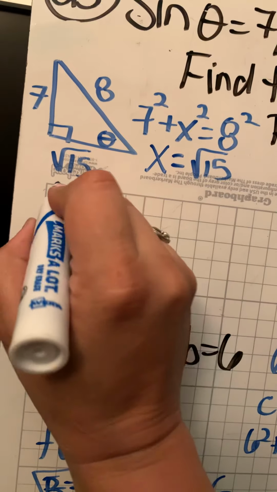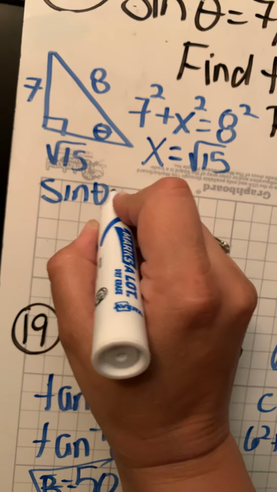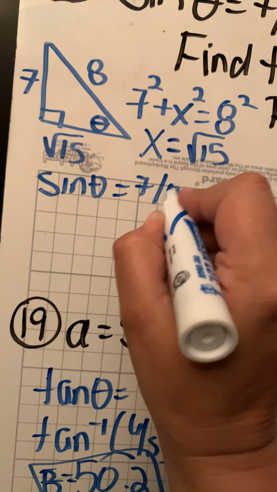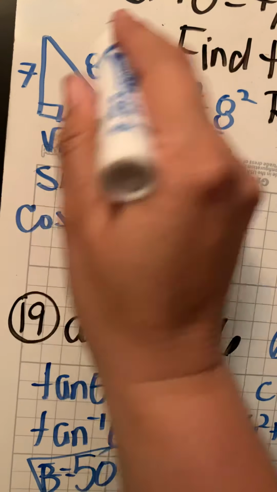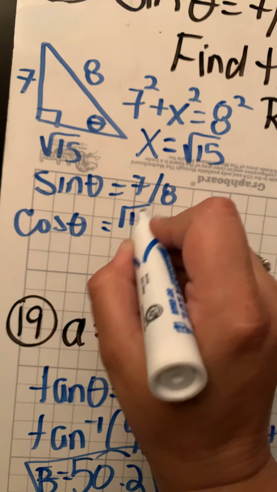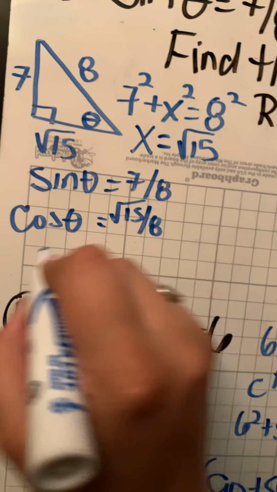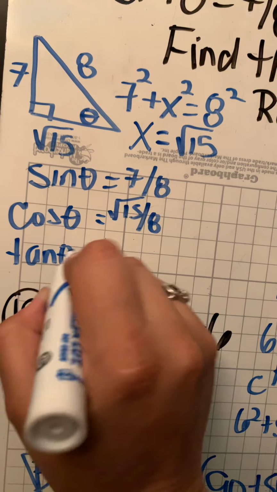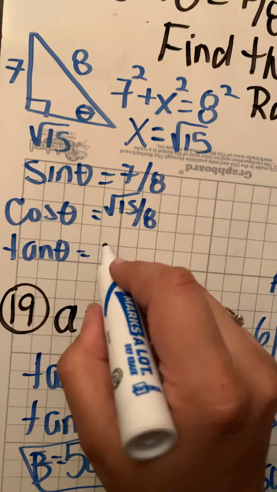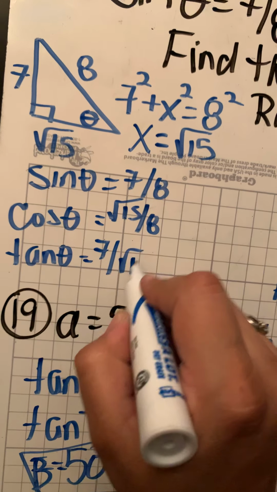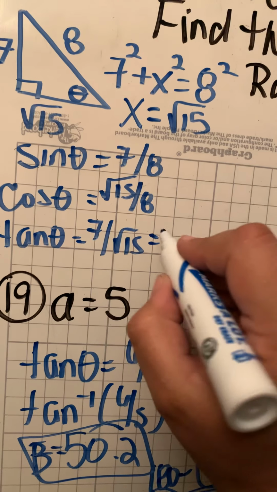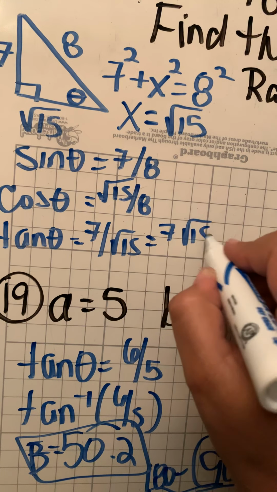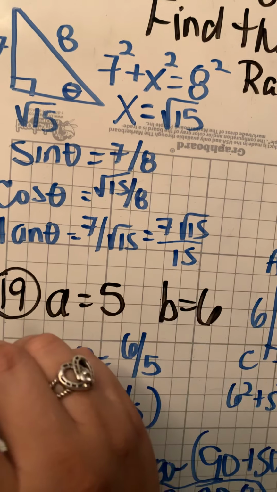So now I know what sine is. Cosine, root 15 over 8. Tan, opposite over adjacent, 7 over root 15. Remember, we can't have a radical in the denominator. Multiply by root 15 over root 15. So you end up with 7 root 15 over 15.